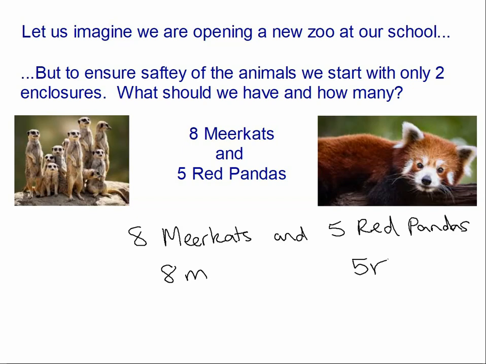And this word "and", let's think about what that will be. If we have 8 meerkats and 5 red pandas, we've got 13 animals, right? And how did I get the 13? Well, I added them. So instead of writing "and", we can put a plus. But we can't actually simplify these to 13 MRs because they are not like terms. A meerkat isn't a red panda. You can't put them together and get a Miranda or a red cat. So it doesn't make any sense, right? So, like terms.